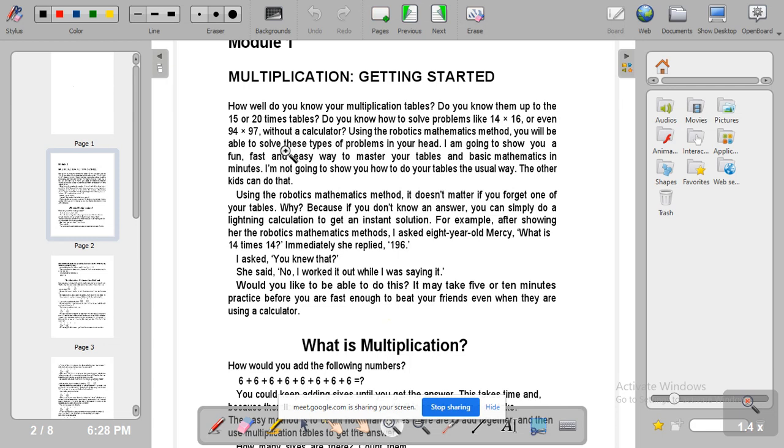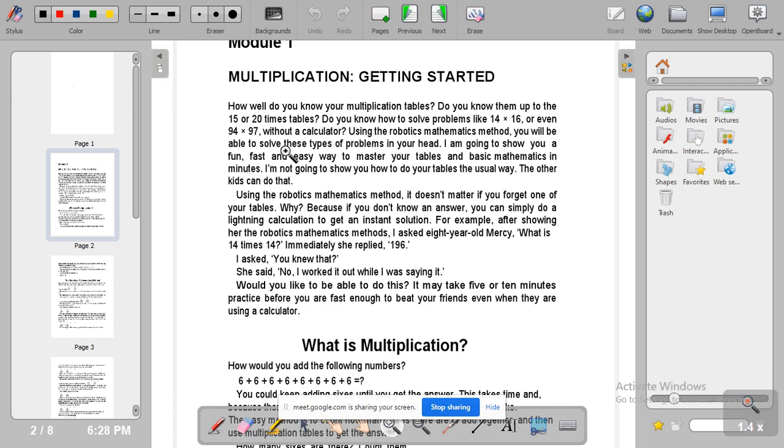Get it started. So how well do you know your multiplication timetables? Do you know them up to 15 or 20 timetables? Or do you know how to solve problems like 14 times 16? If I ask you right now 14 times 16, can you just give me the answer? Or even 94 times 97, can you just give me the answer? Okay, without using a calculator.